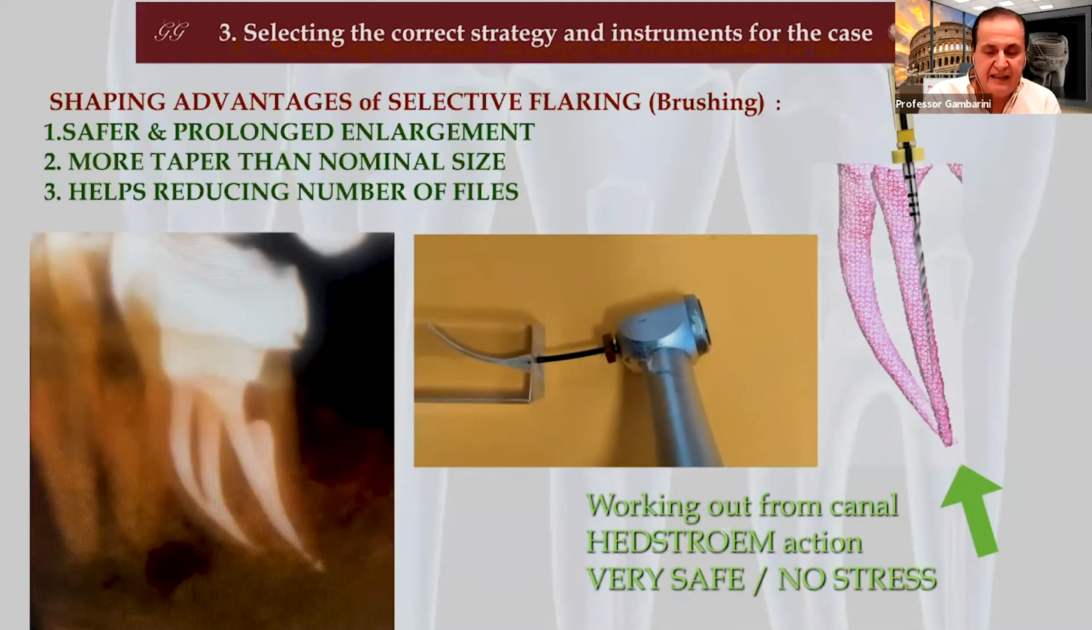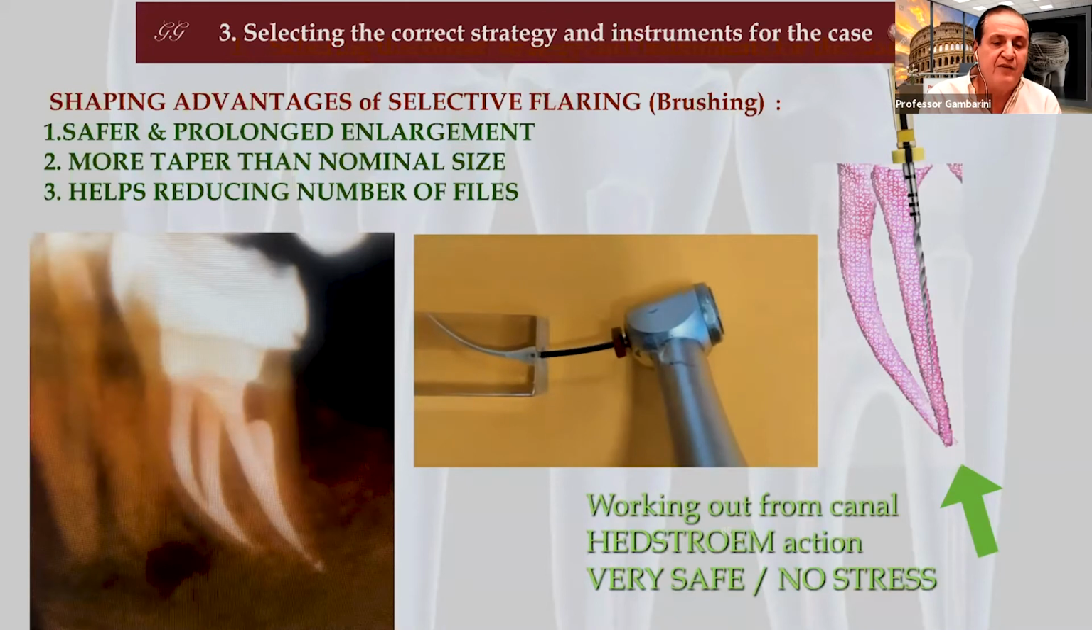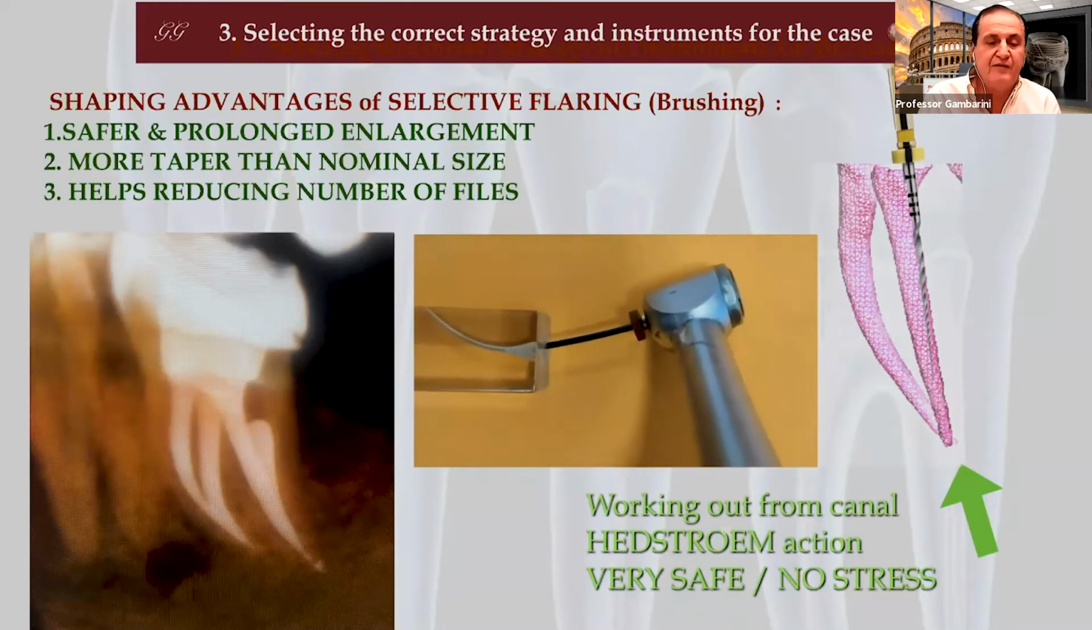So the idea here is that when you work out, you can do a safer and prolonged enlargement. You can flare in a much nicer and efficient way. You can create more taper than nominal size. That's why if I'm using a 04 and I flare or I brush, I can make a 05 preparation or even 06. So I don't need to use a highly tapered file. I can be minimally invasive. I can be conservative with the X704.